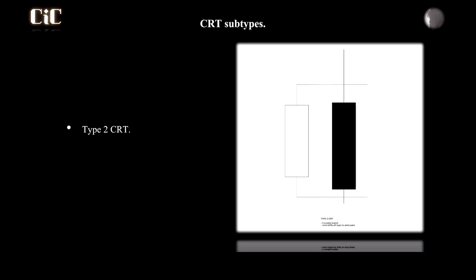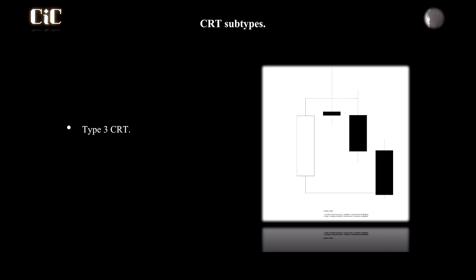Type 2 CRT, candle 1 and candle 2 only, and that's it. Or vice versa, right? Bearish candle, bearish CRT is going to be a bullish candle. Type 3 CRT is candle 1 accumulation, candle 2 manipulation, and then candle 3 onwards distribution. So more than 3 candles.